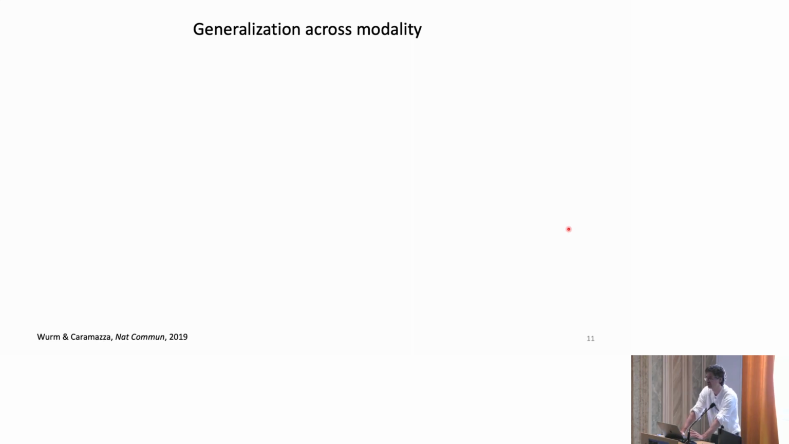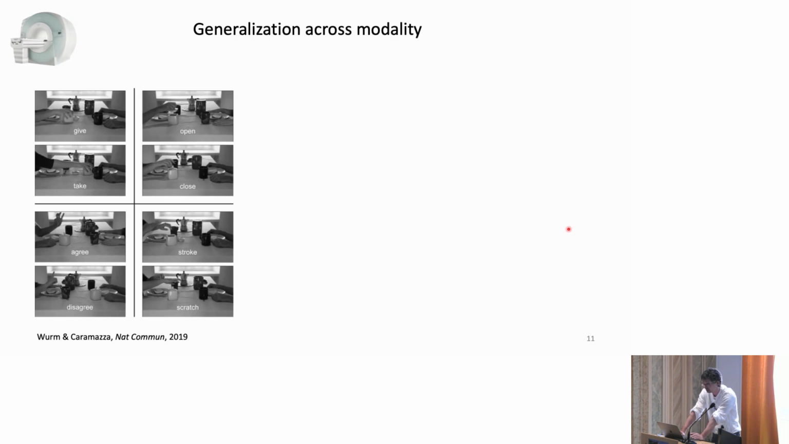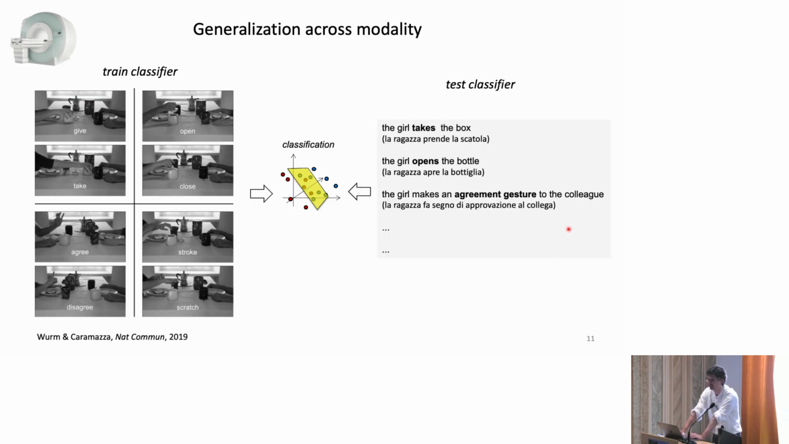Action concepts should generalize across input modality. So we used the same cross-decoding approach, this time with a larger set of 8 actions. And again, we trained the classifier to discriminate activation patterns associated with observing the videos of actions, and then we tested the classifier on activation patterns associated with reading short sentences. For example, the girl takes the box, opens the bottle, and so on. So decoding accuracies above chance indicate that a region encodes action representations that can be activated independently of the stimulus modality.